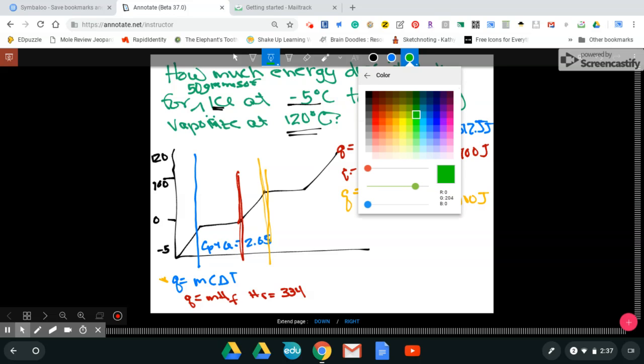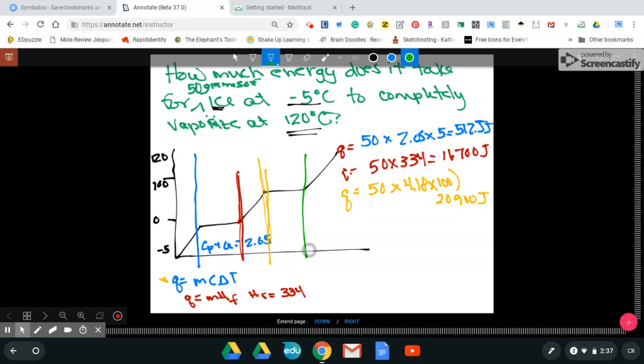All right, let's look at the next one. That's another portion that has no temperature change. So I've got a third equation that I can use. Q equals MHV, where HV equals 2,260 joules. So sub in your mass of 50 times your HV, which is 2,260, which is going to give you 113,000 joules of energy.